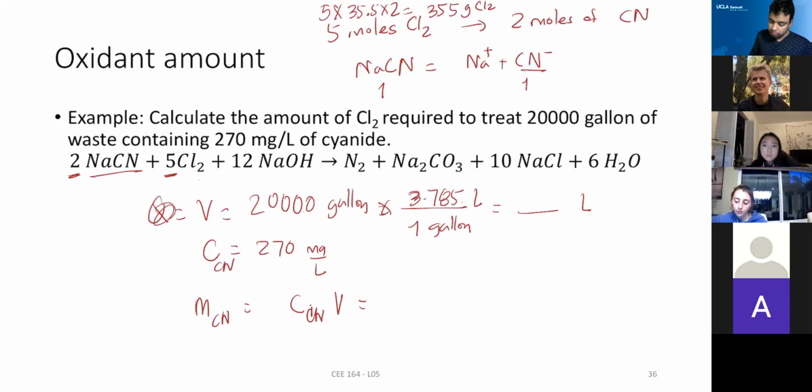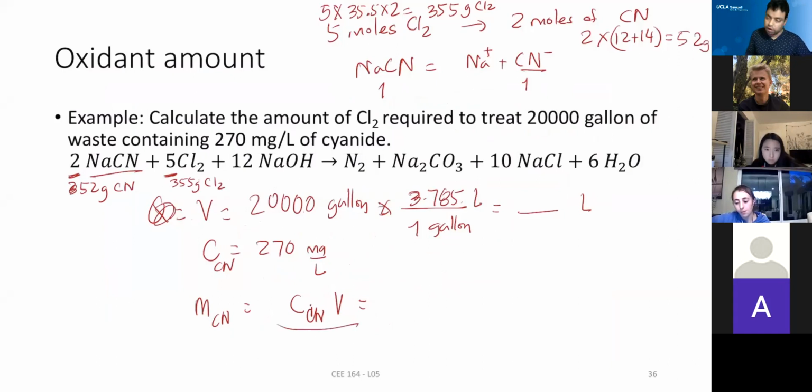So how much is 2 moles of cyanide in terms of grams? That will be 2 times carbon is 12, nitrogen is 14, so that will be 26. 26 times 2 will be 52. So all I'm saying here is, based on these equations, 52 grams of cyanide is treated by 355 grams of chlorine. All you have to do is find how much cyanide is present in your groundwater.